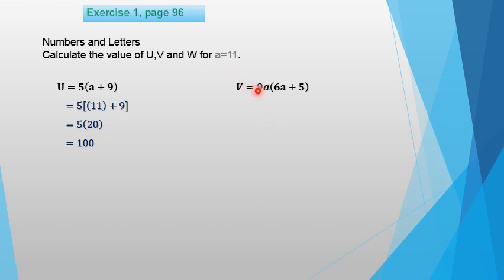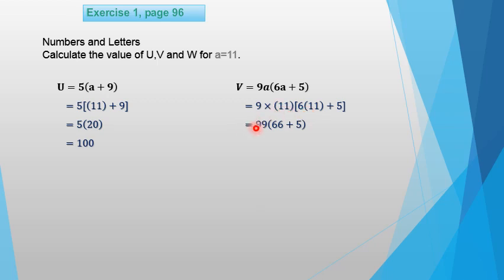V equal 9a into 6a plus 5. Here it means 9 times a times 6a plus 5. Okay, what should we do? I have to start by replacing a by 11. So it's 9 times 11 into 6 times 11 plus 5. According to PEMDAS rules, here inside parentheses we have multiplication and addition. So priority goes to multiplication.